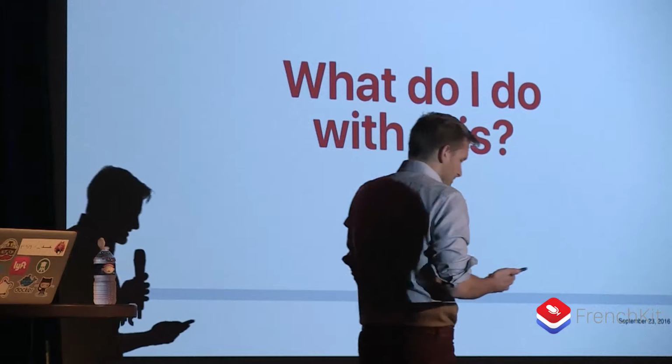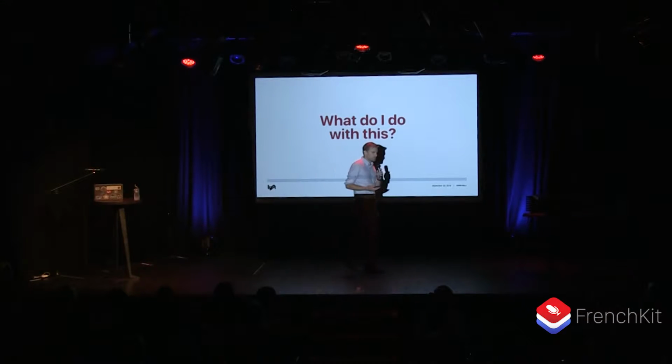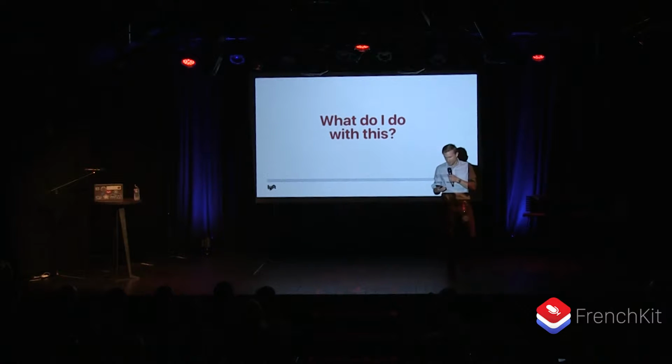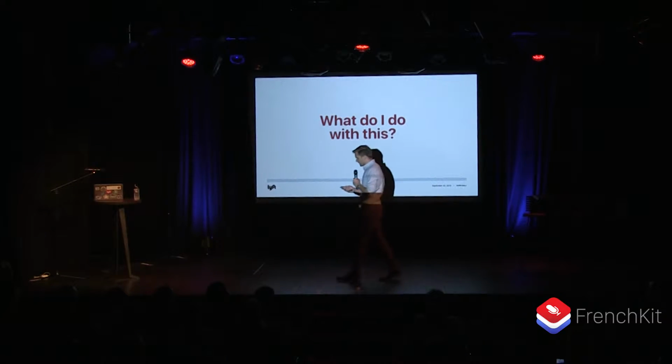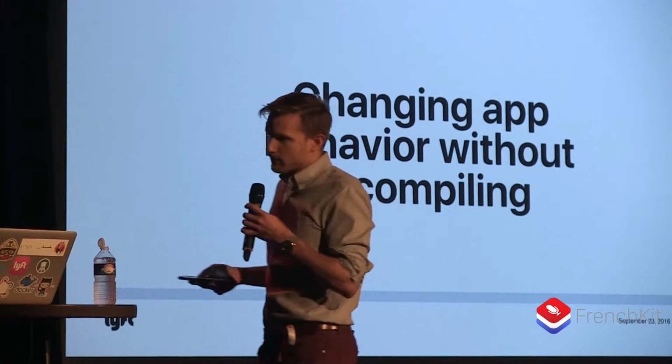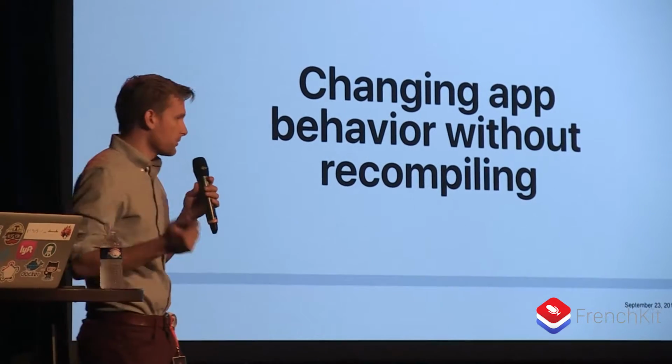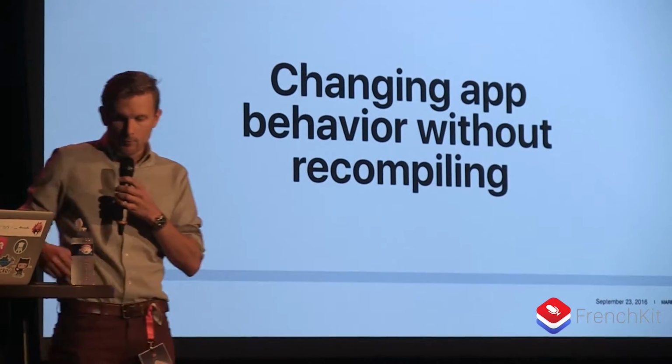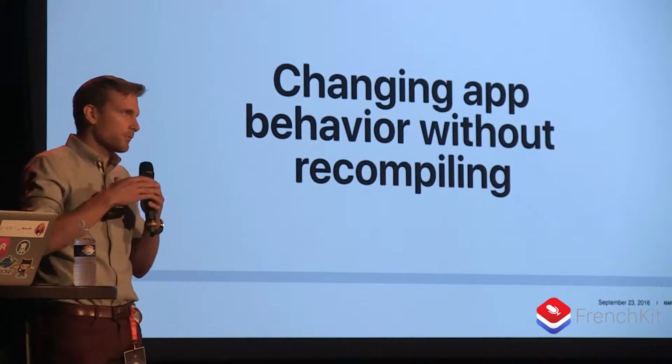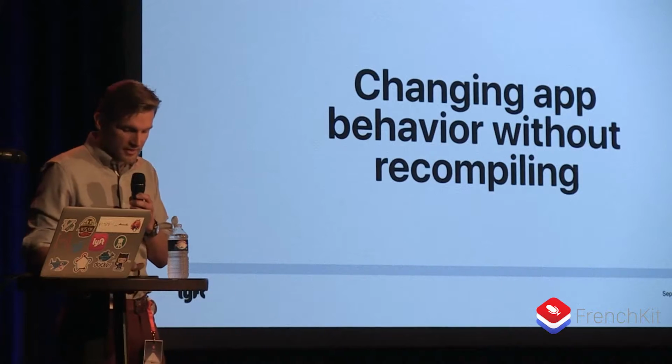So by now you may be asking yourself, what the hell do I even do with this? Why are we even talking about this? There's many useful usages of launch arguments, and I'll tell you about one. I'll tell you how we use it at Lyft. Every time somebody pushes code to GitHub, we run a lot of automated checks. Sorry, this slide was a little too soon, but we use it to change the app behavior without recompiling, and I'll show you in a second how.